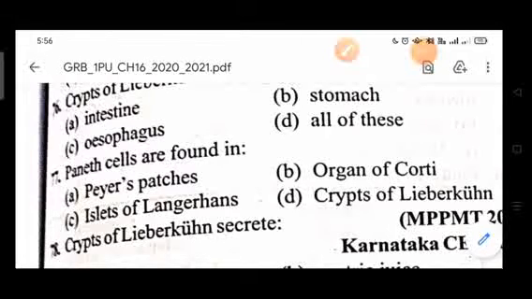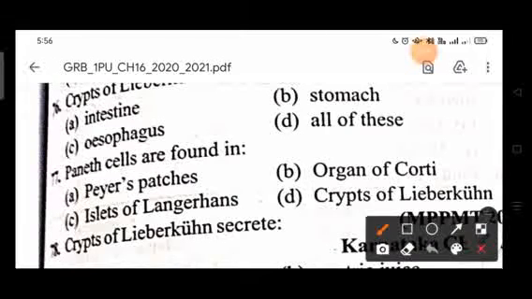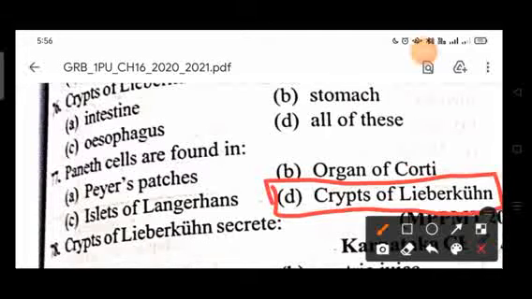So these Paneth cells are going to secrete certain components which increase the absorption area. Here Paneth cells are found in the crypts of Lieberkühn, and they are going to secrete the succus entericus, that is also called intestinal juice or succus entericus.